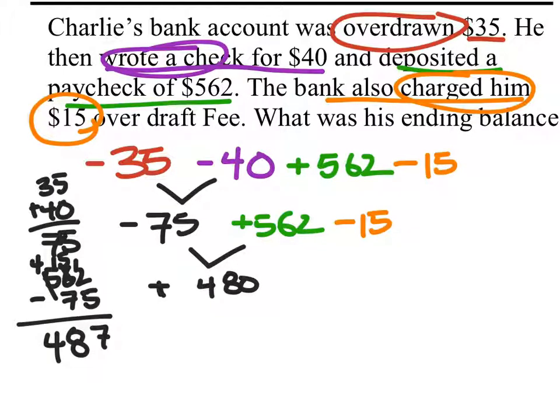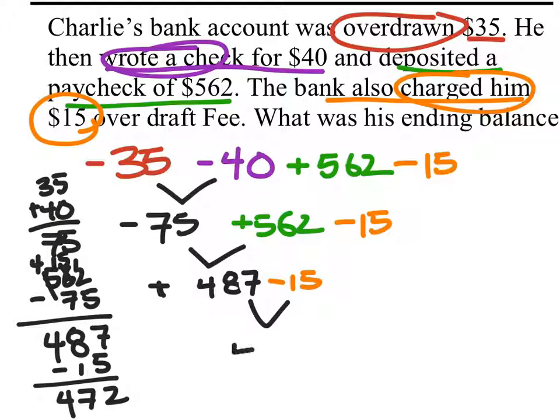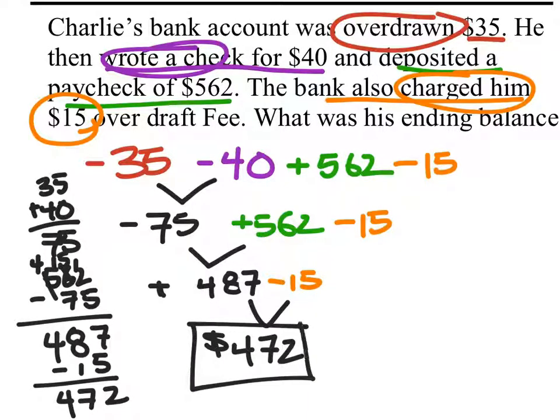So after the paycheck, he's in the positive, but then also a little overdraft fee right here. So 487, sorry about that. 487, and then I'm just tacking this on minus the 15 right here. 7 minus 5 is 2, 8 minus 1 is 7, then we got the 4. So looks like Charlie's bank account ends at $472. And yeah, don't forget to label this with the $ sign.